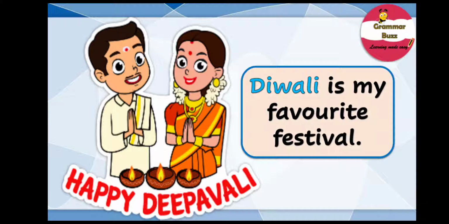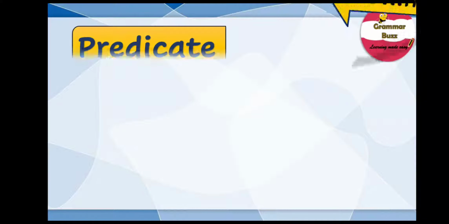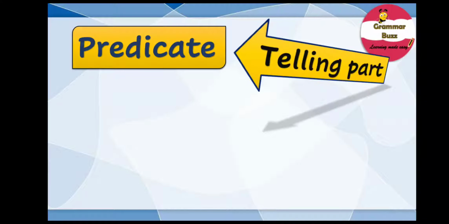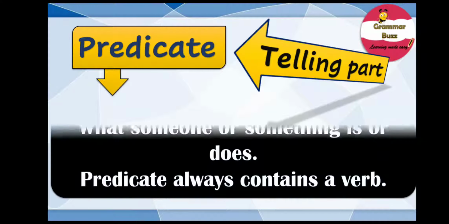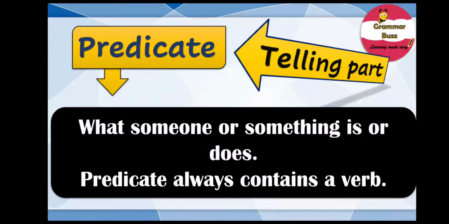Now that we have covered the first part of the sentence, the subject, let us move on with the second part, that's the predicate. Well, the predicate is the telling part of a sentence. The predicate tells us what the subject does in a sentence. In other words, the predicate tells what someone or something is or does. A predicate in a sentence tells about the subject.